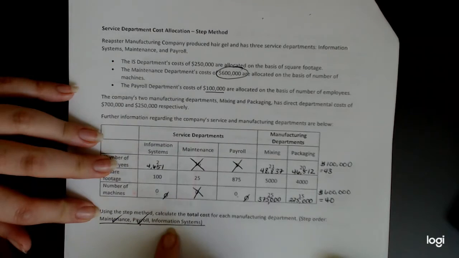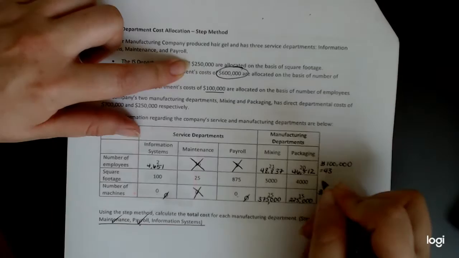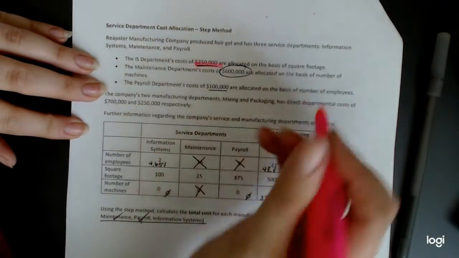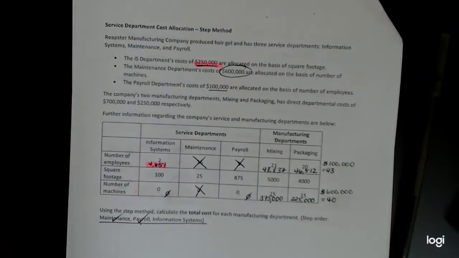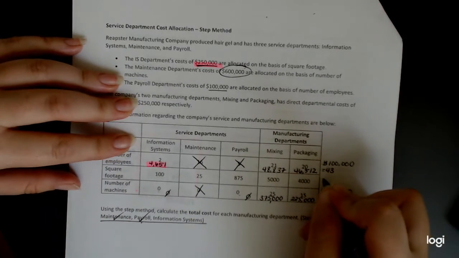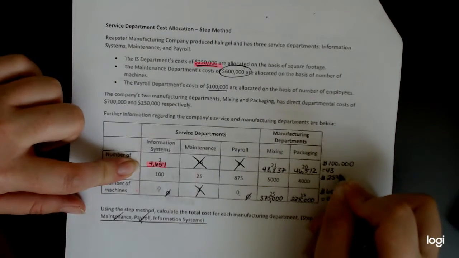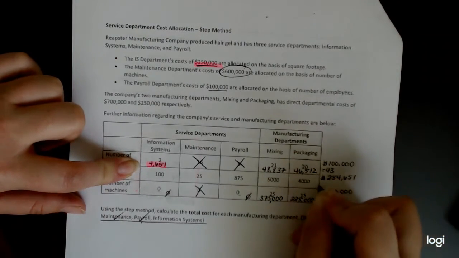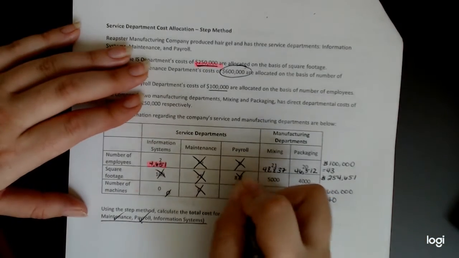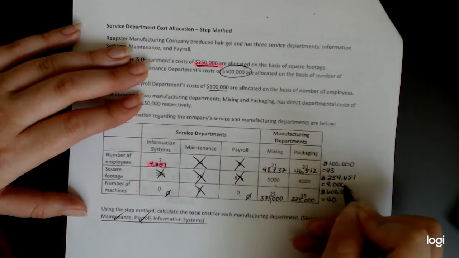All right, our last one is going to be information systems, which up here it tells us that information systems has a total of 250,000 that it needs to allocate. But keep in mind that 250,000 also now has 4,651. So technically, information systems, the amount that we're trying to allocate there is 254,651. And we're going to be allocating that based on, we can't allocate back to ourselves, and we already allocated these out, so we're going to be allocating that based on 9,000 square feet.